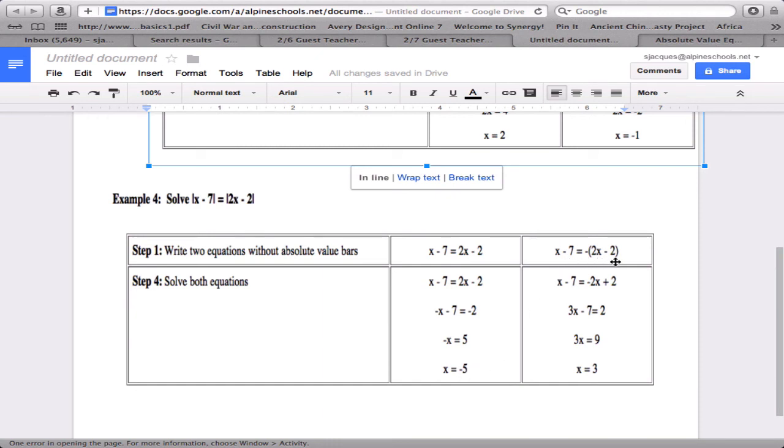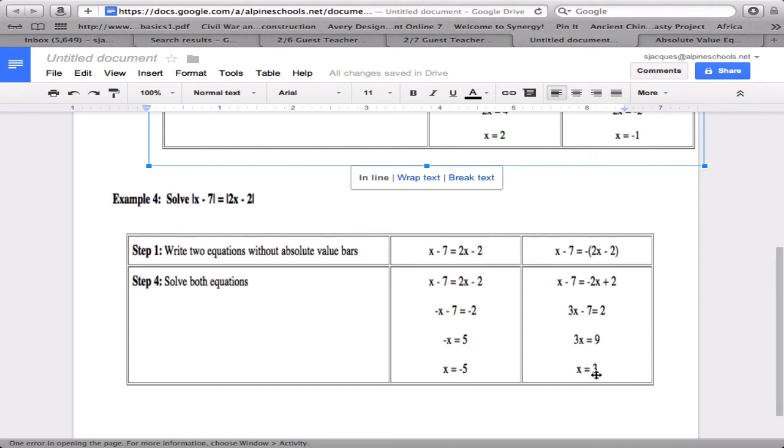Now, going from this step to this step, they distributed that negative to both those terms. So they did the opposite of 2x and the opposite of negative 2. So they got x minus 7 equals negative 2x plus 2. Then what they did was they added 2x to both sides to get 3x minus 7 equals 2. Then they added the 7 to the 2, which gives you 9, and you divide by 3, x equals 3.